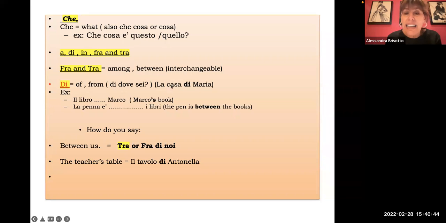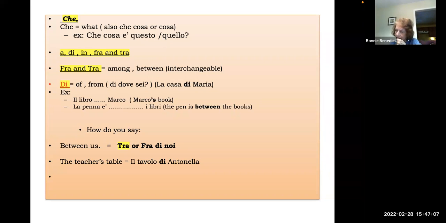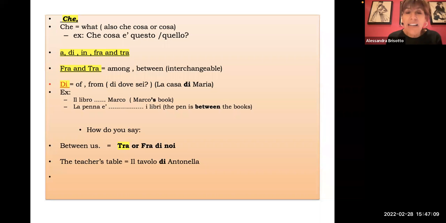If I say la casa di Maria, this means possession, okay? So Maria's house. So now let's try to complete this sentence. Marco's book, what do you put here? It would be: il libro di Marco, Marco's book, okay? Il libro di, it's like la casa di Maria, Maria's house. So di in this case means possession.